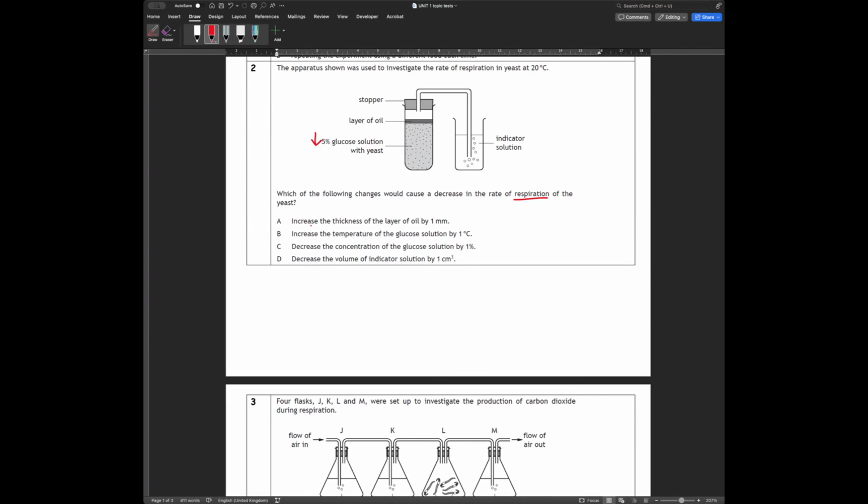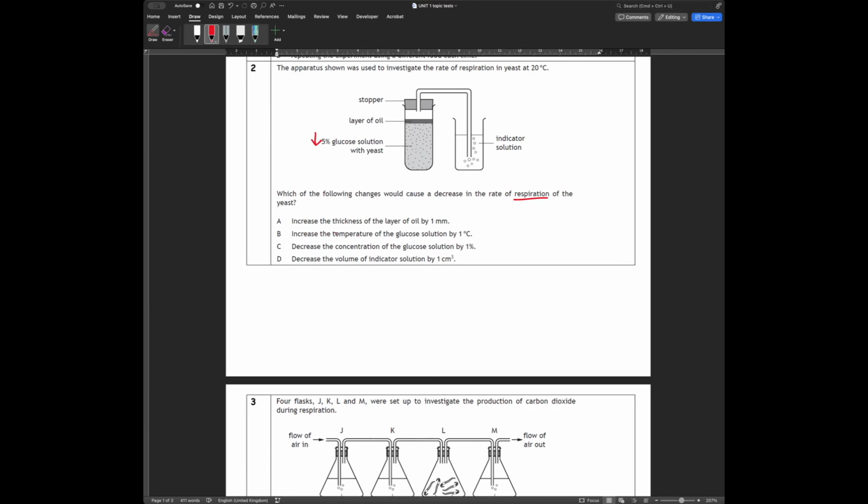So if we look at A, we increase the thickness of the layer of oil by 1 millimeter. Well, I don't know if that'll make much of a difference. It's already relatively thick there. I can't see any issues in terms of that. That's supposed to be there to keep the air out and to ensure that fermentation continues to happen, because there's no oxygen getting in. But again, the thickness of that I don't think is going to make any real difference here.